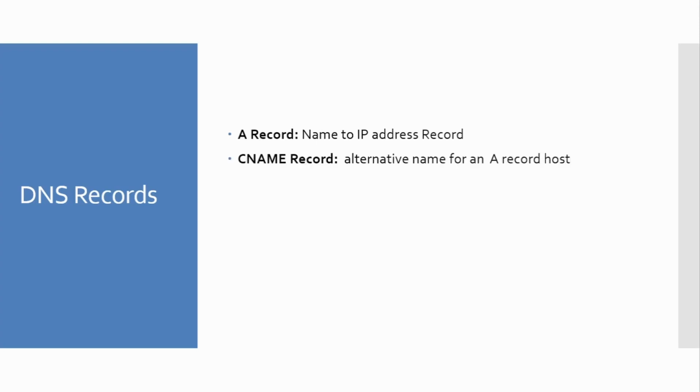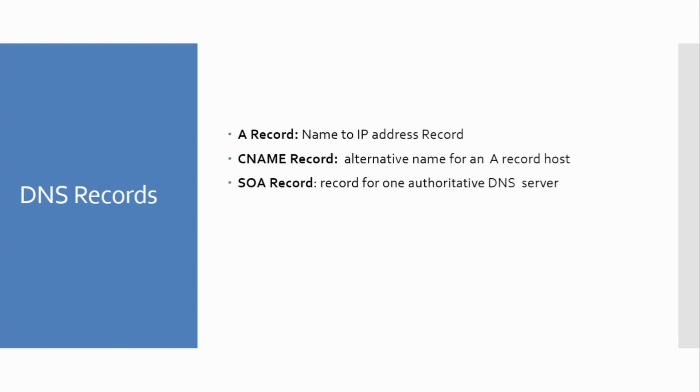Then there is the CNAME record, which is used to create an alternative name or an alias for a host A record. For example, you might have a server which already has an A record with the name of server2.example.com. You can create a CNAME record called www.example.com, and then both records will be pointing to the same IP address. This way, it doesn't matter which name is used, it will all direct to the same server.